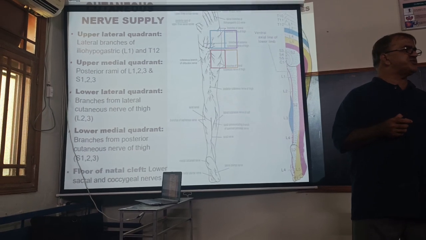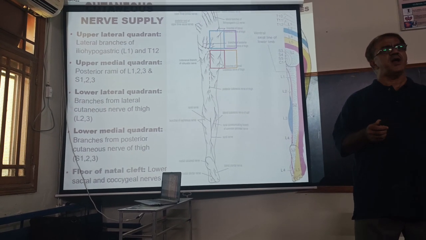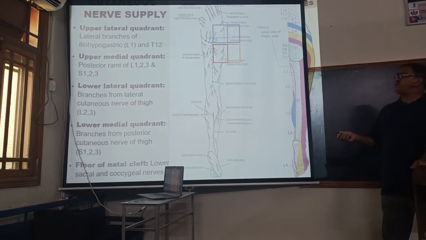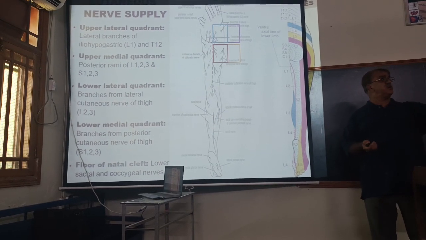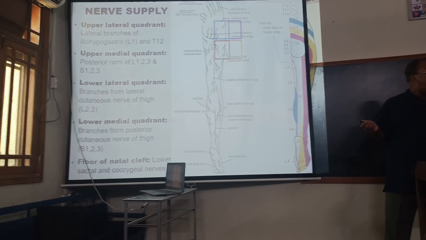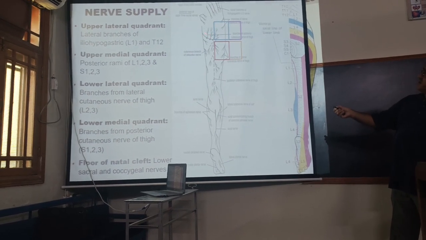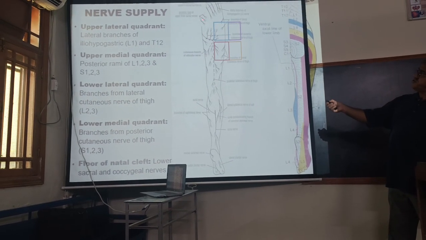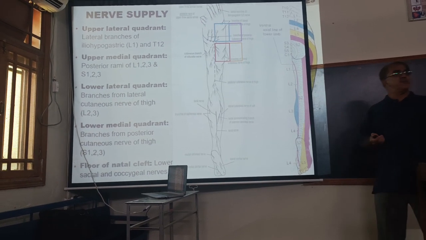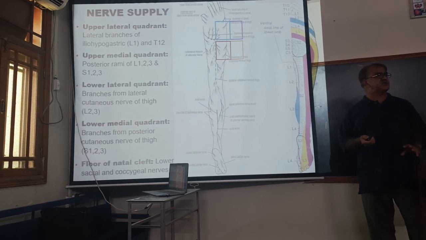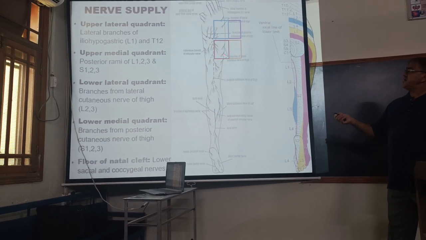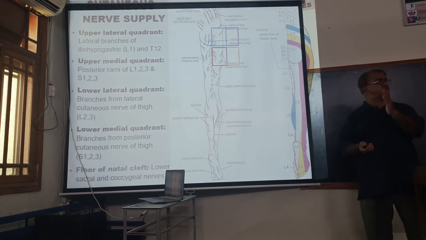Now we are here in this region, L1. We have the iliohypogastric nerve lying over here. Its branches, it is some branches. And then upper medial is posterior rami of L1, 2, 3, even the S1, 2, 3. Upper medial, this one. Posterior rami of L1, 2, 3. But in the upper outer quadrant we have only some branches of the iliohypogastric. Okay. Then lower lateral quadrant, it is branched from the lateral cutaneous nerve of the thigh.